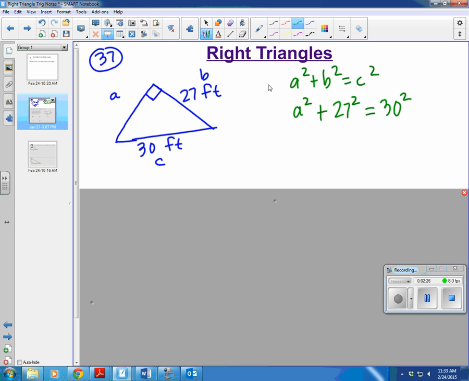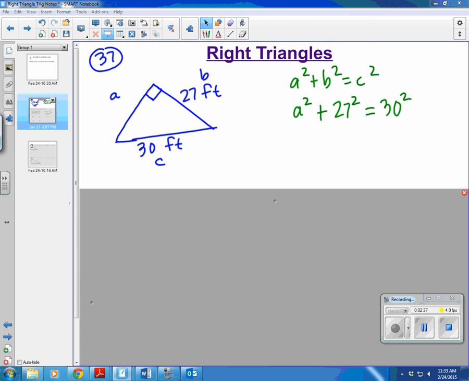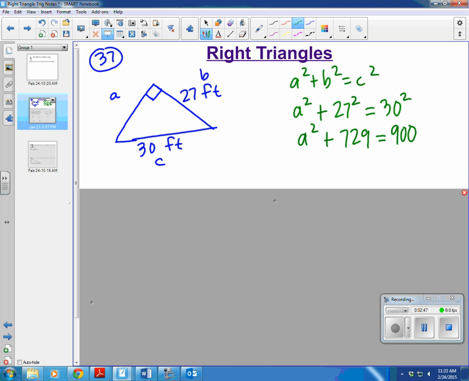And hopefully everyone has a calculator. So, what is 27 squared? Can someone tell me that? 729. So we have A squared plus 729 equals, what's 30 times 30? 900. And then to solve for that other leg, we're going to subtract 729 from each side, right? We get A squared equals what? 171?